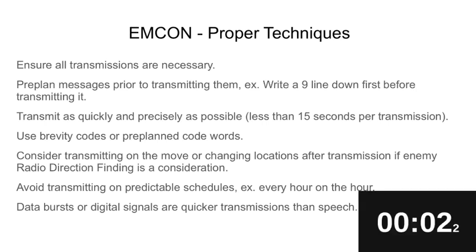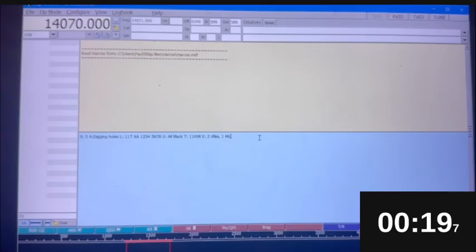Size 3, activity, digging holes, location 11 Tango, X-ray Alpha 1, 2, 3, 4, 5, 6, 7, 8. Uniform, wearing all black. Time 1100 Romeo. Equipment 2 rifles, 1 machine gun.